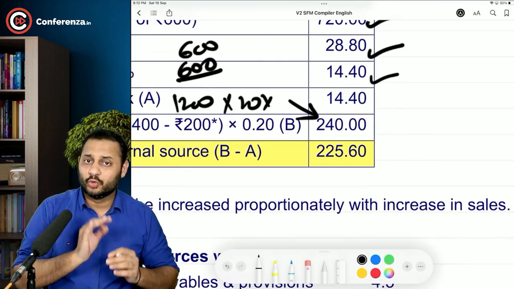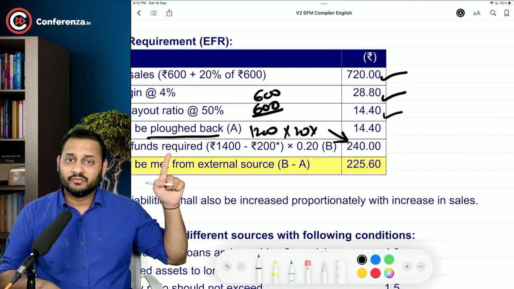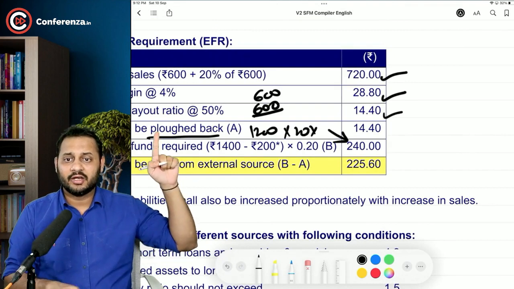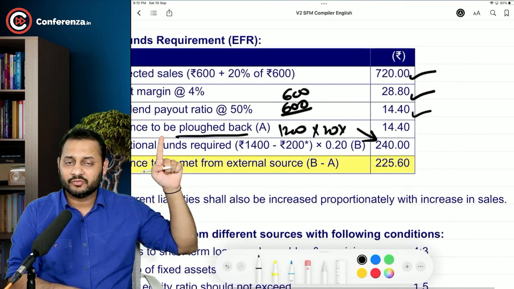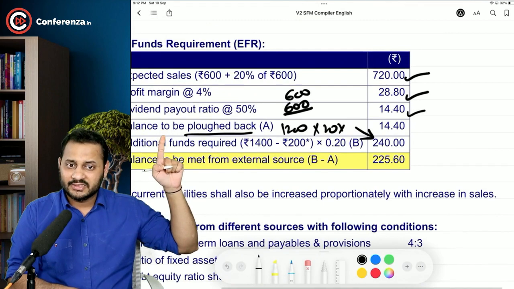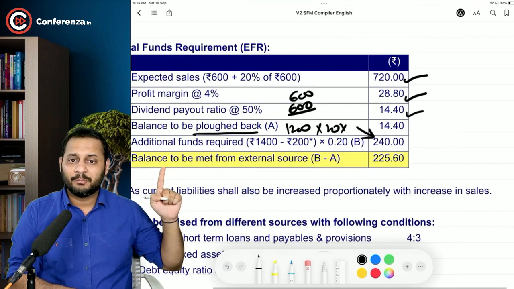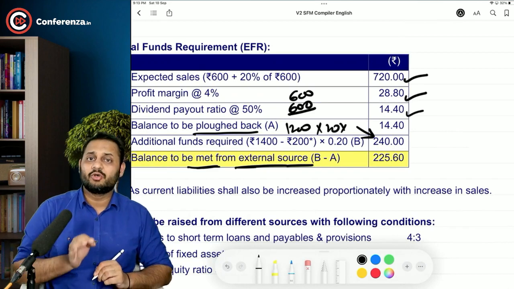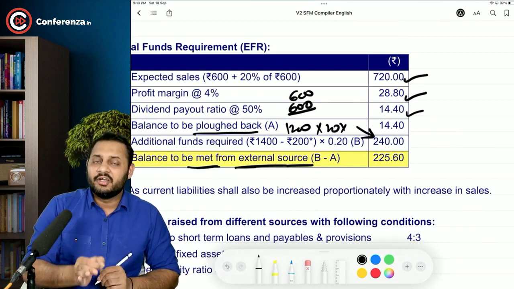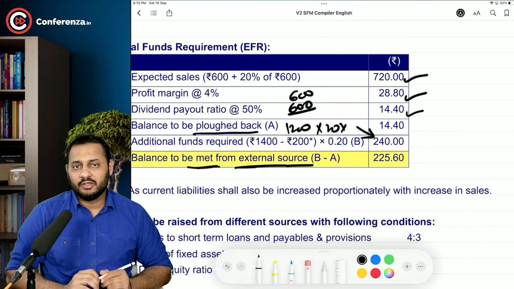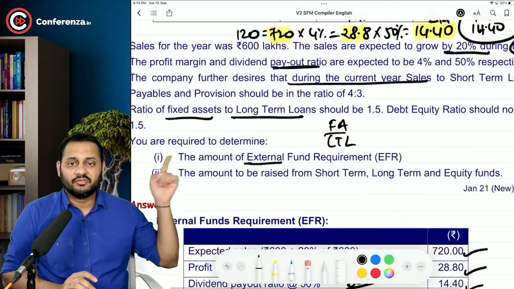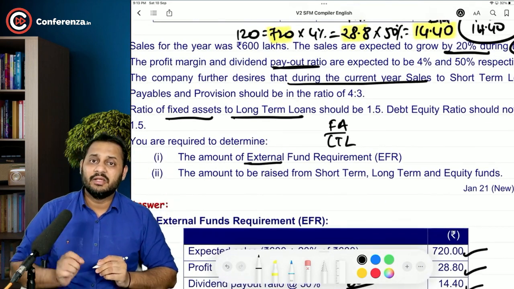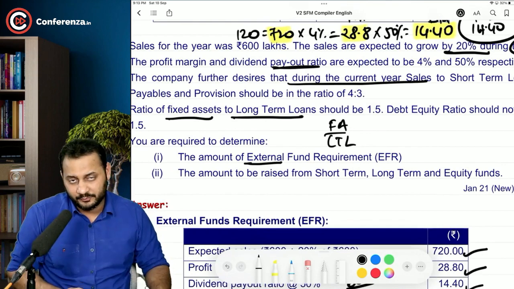240 lakhs is the total required, and out of this total fund requirement, we are using the internal funds that we have, the internal profits that we have made this year, which is 14.40. Now the balance will be met from the external sources. That's why we call it the external fund requirement. Do you understand the concept of external fund requirement? The fund that will be raised from outside the company.